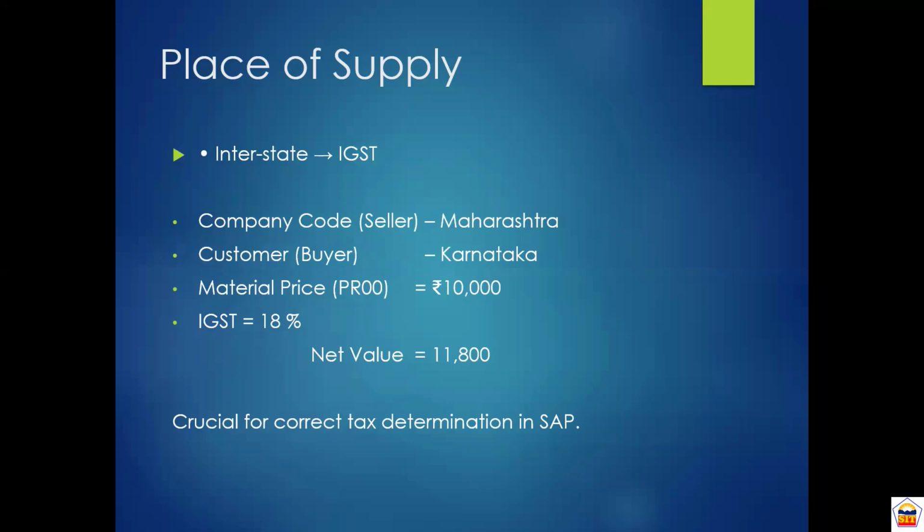Then we have the IGST. IGST is applicable for interstate transactions. So when the company code and customer are both in different states, IGST will be applicable. Let's assume the percentage is 18%. So 18% on the material price of 10,000 is going to give a total of 11,800.